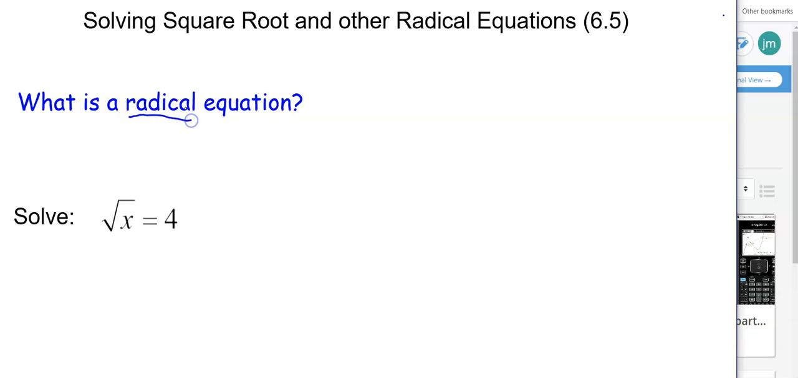Okay, so we're talking about radical equations. When you have a square root or a cube root or a fourth root, you have an equation involved with the equal sign, kind of like this one right here. So what do you do to both sides to solve?